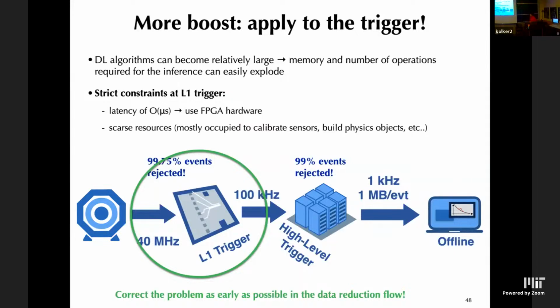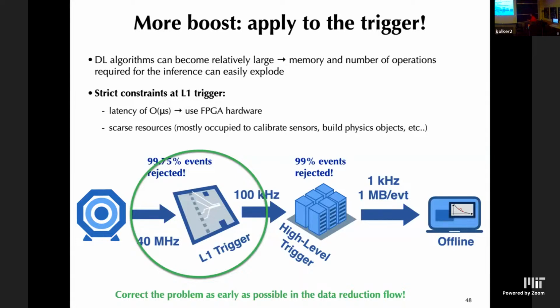Obviously, deep learning algorithms can become relatively large, exploding in memory and number of operations. And that's something that we cannot afford in the trigger because, as I said, we have, for example, now 4.2 microseconds to do everything. So you cannot put a very large neural network. You have these strict latency constraints. Even for phase 2, we're still in the microsecond range. Now we have 4 microseconds. At high luminosity LHC, we'll have 12 microseconds, which is a huge increase, but still it's a big challenge.